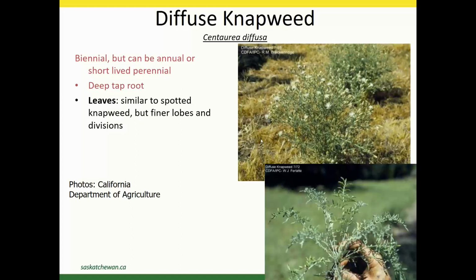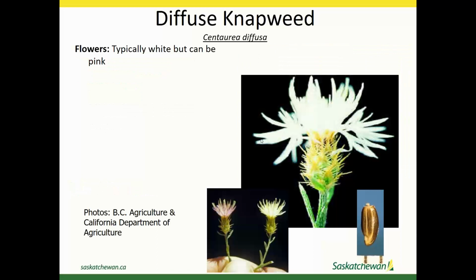Leaves are similarly twice divided as spotted knapweed, but the lobes are much smaller and finer. The divisions in between those lobes are much shorter as well. So overall, it's just a finer plant, and it also has that kind of grayish appearance to the foliage. The flowers are typically white, but they can also be pink, and sometimes those pink flowers can also be hybrids with spotted knapweed. So it's a bit of an odd situation. You've got two species that can hybridize and create a viable plant as well.